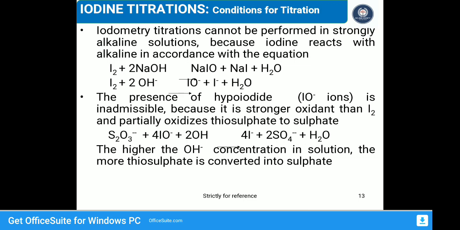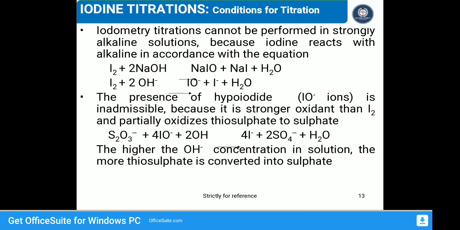Iodometry titration cannot be performed in strongly alkaline solution because iodine reacts with alkali in accordance with the following equation. As iodine interacts with a strong alkali like sodium hydroxide, it gives sodium hypoiodide, sodium iodide, and water. Then further, iodine interacts with two molecules of hydroxyl group and forms hypoiodide and water.